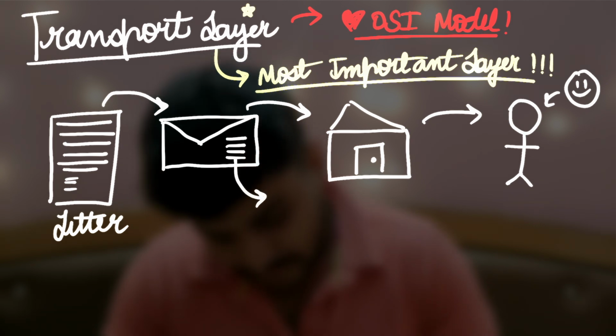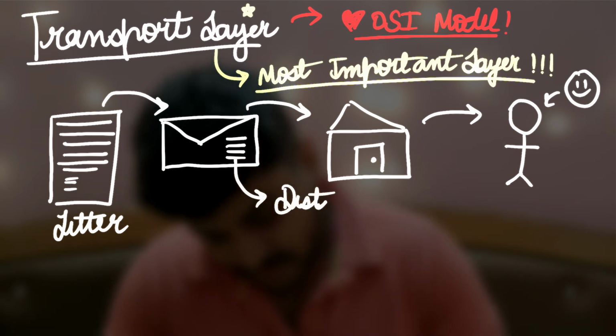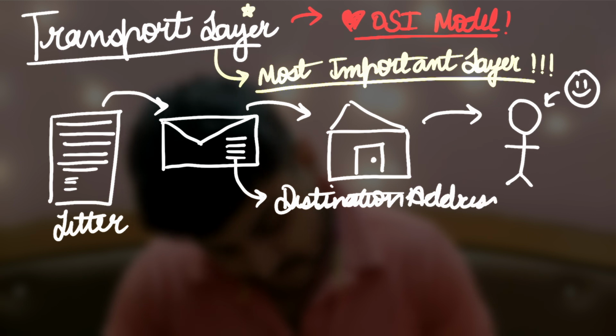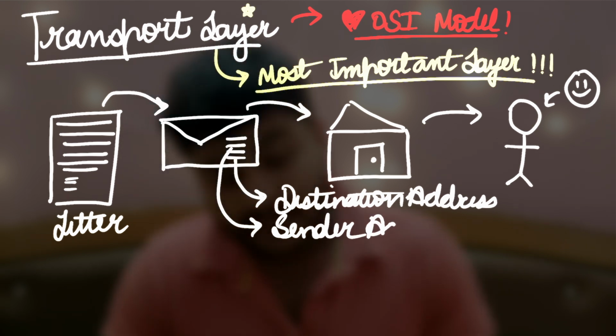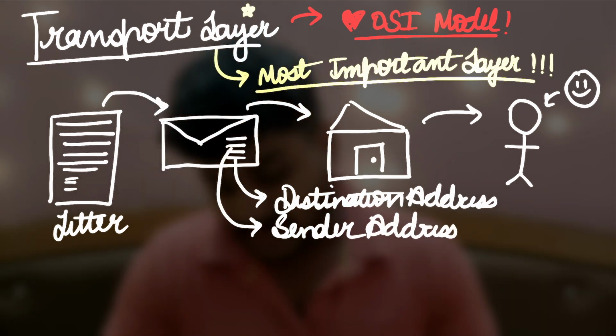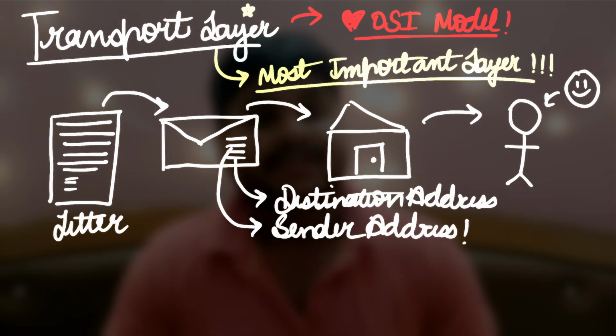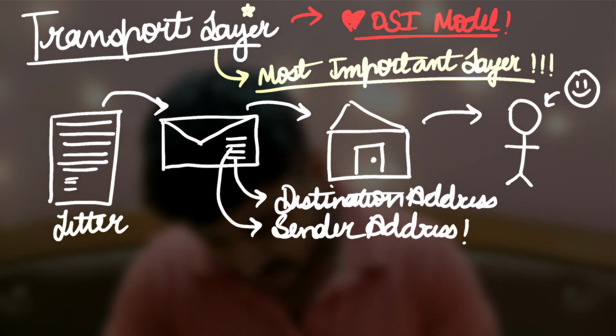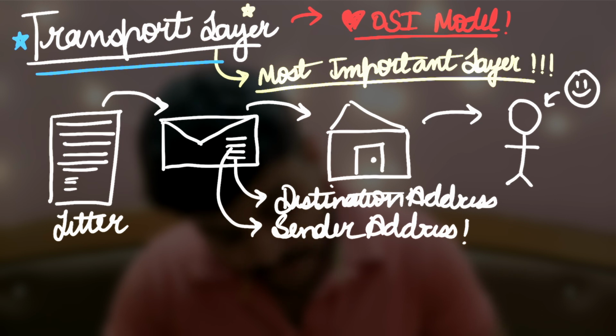So what is important for this? The destination address, because only in this way will they know to whom the letter has to be sent. And obviously the sender address is also important, because that's the way they will know who is actually sending this particular message. To understand this in the world of networking, the transport layer acts like the post office. This is the layer that acts like the post office.